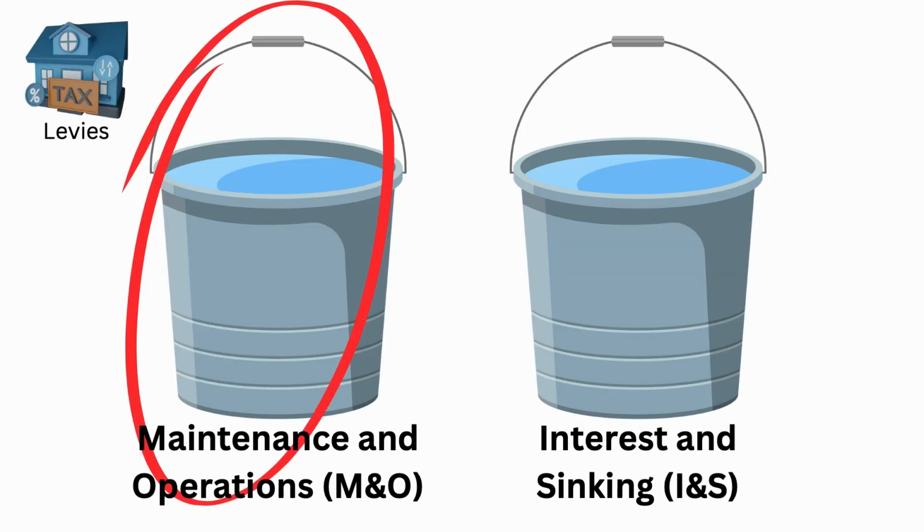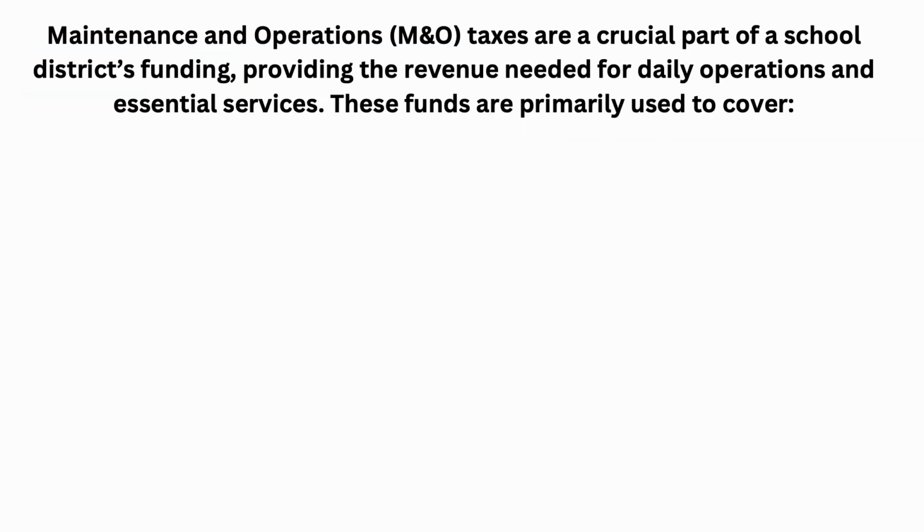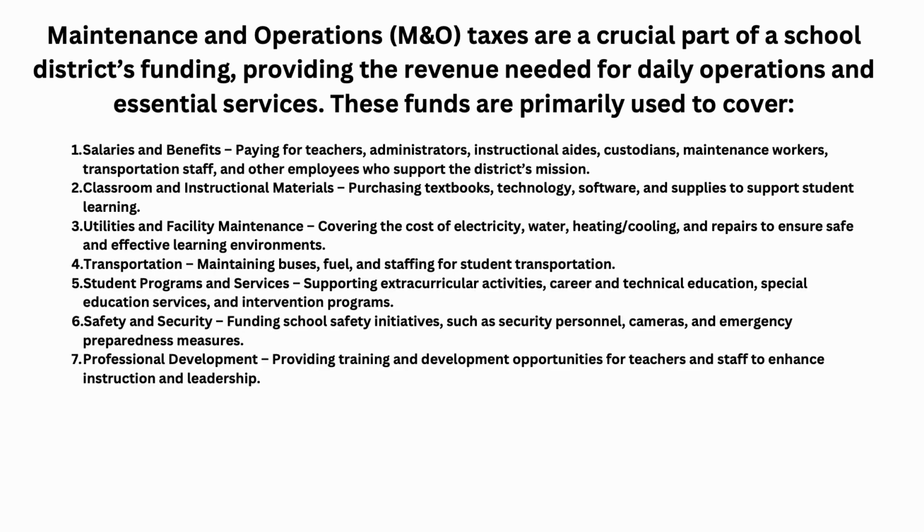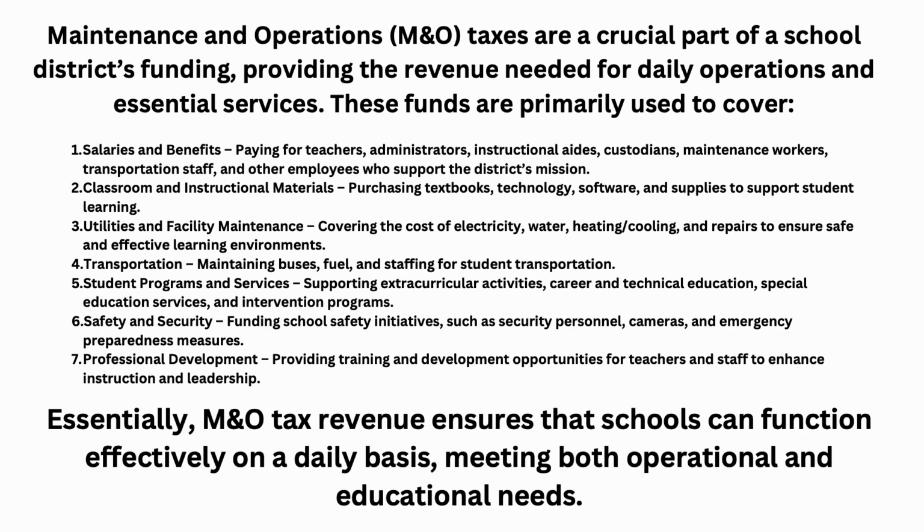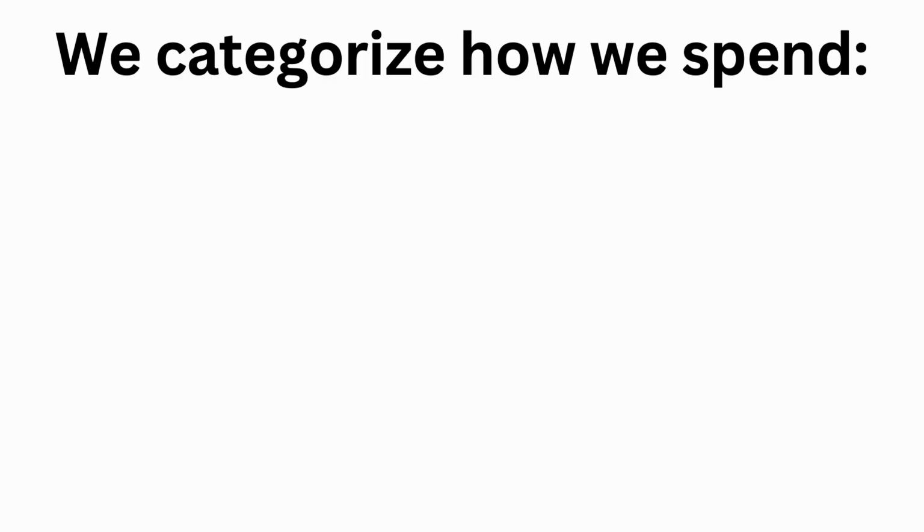Let's talk about M&O. What's in M&O again? Well, our maintenance and operation taxes are a crucial part of our school district's funding, and they provide the revenue needed for daily operations and essential services. These funds are used to cover salaries and benefits, classroom instructional materials, utility and facility maintenance, transportation, student programs and services, safety and security, and professional development. Essentially, the M&O tax revenue ensures that our schools can function effectively on a daily basis, meeting both operational and educational needs.